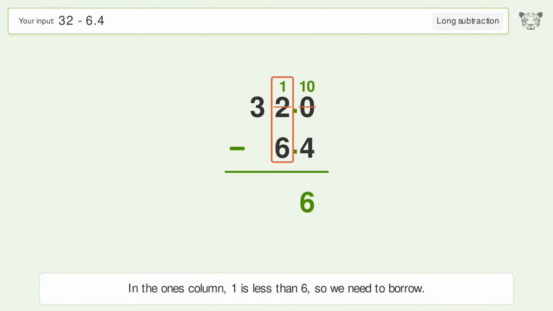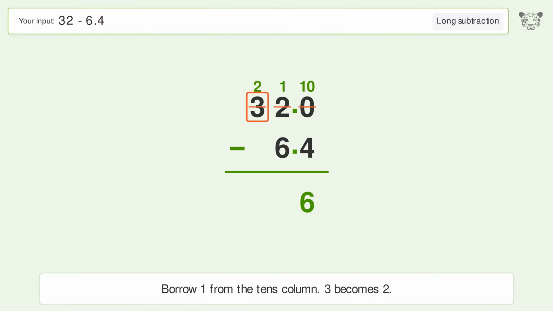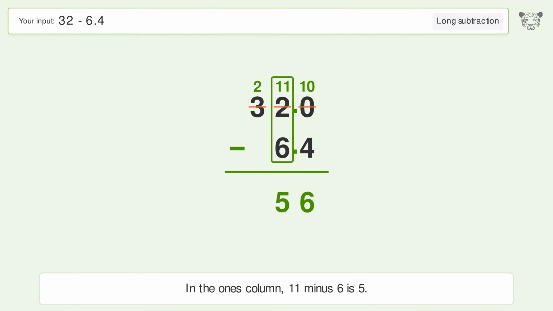In the ones column, 1 is less than 6, so we need to borrow. Borrow 1 from the tens column. 3 becomes 2. The 1 in the ones column becomes 11. In the ones column, 11 minus 6 is 5.